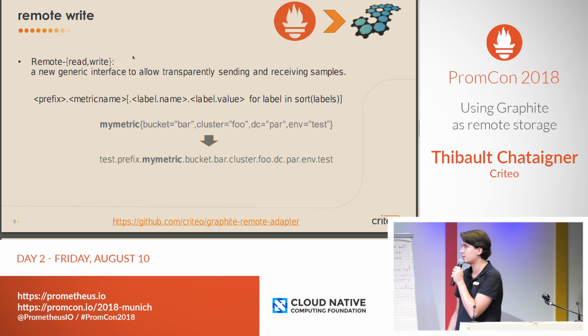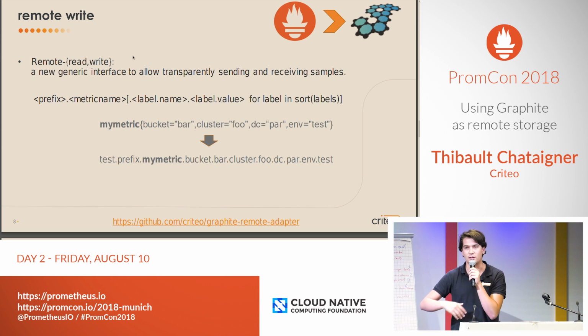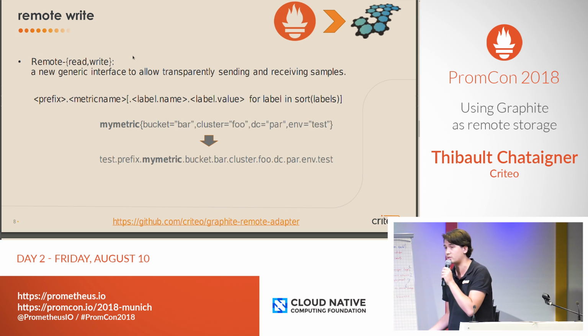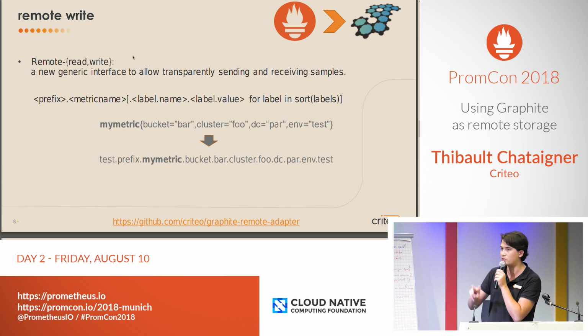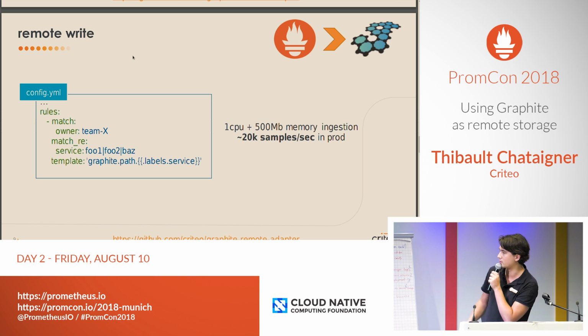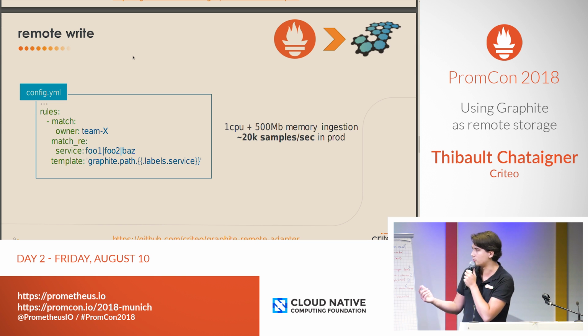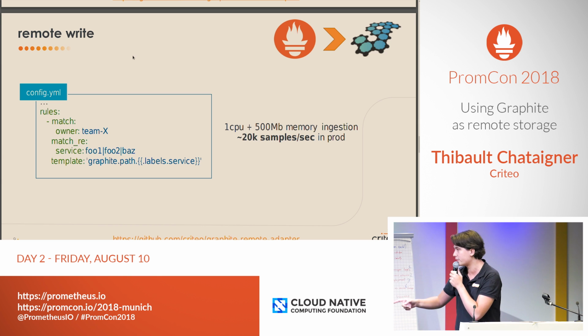So it works, but for migration, people were using Graphite. There are thousands of dashboards and alerts using Graphite, and so they want to customize the path. And because they want, at some point, to use both solutions at the same time, we implemented the feature. You can match your metric using labels and select the template to write in Graphite. Yeah, that's cool. We can customize how we write from Prometheus to Graphite.